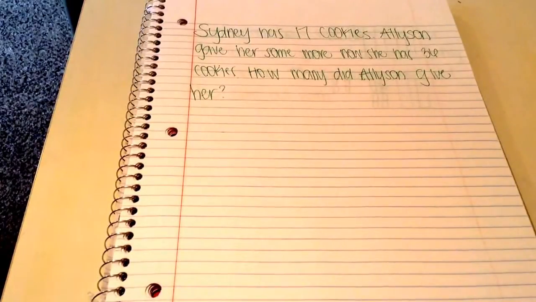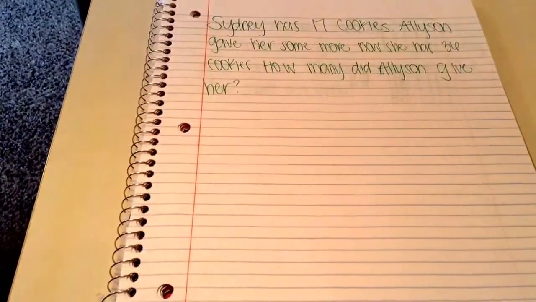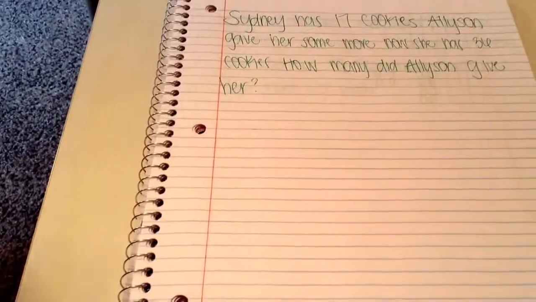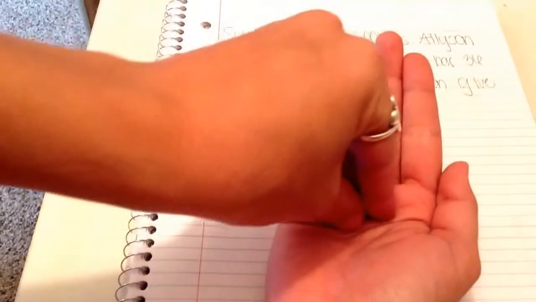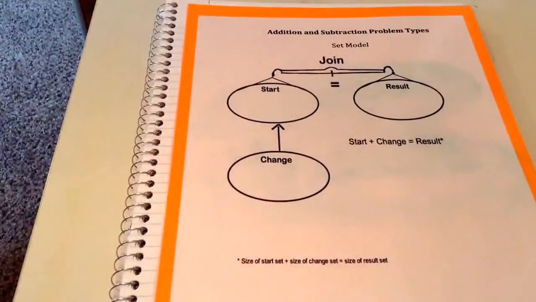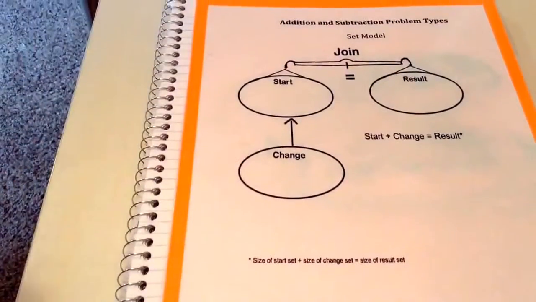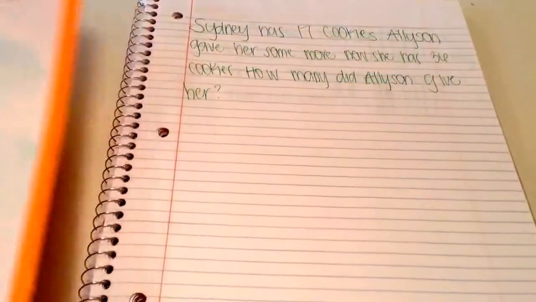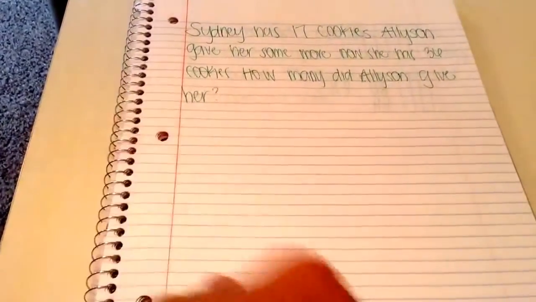So first we have to figure out what type of structure this problem is. And we can use our hand motions for that. So Sydney has 17 cookies, and Allison gave her some more. The keyword giving her some more can tell us that it is a join problem. And we can use our set model. So we know we are trying to figure out how many cookies Allison gave her.